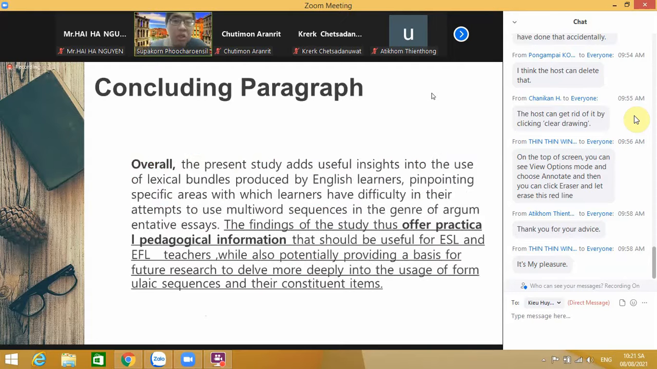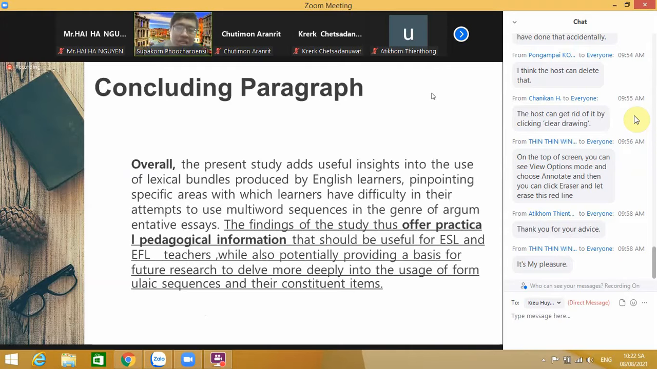You can have a concluding paragraph. Make sure that the concluding paragraph is your punchline. This is something that you hit the readers with, because the way you introduce your paper and the way you conclude the paper seem to be very, very important. So here, the writer can use something like this: overall, or in conclusion, the present study adds useful insight into the use of lexical bundles produced by English learners, pinpointing specific areas. So you can see that this is not just a general summary, right?